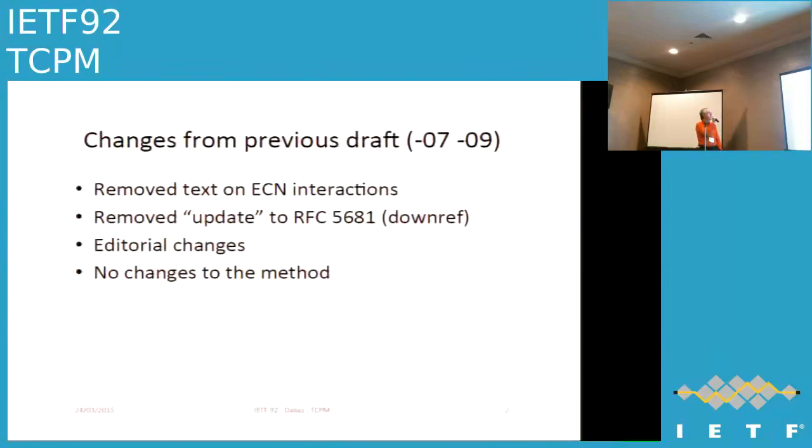We removed the update line from RFC 5681, which would become a downref, largely because this is going as experimental and we can't update a standards track document. We have editorial changes, and we made no changes to the method across all these revisions. The method has been constant over all of them. Next slide.